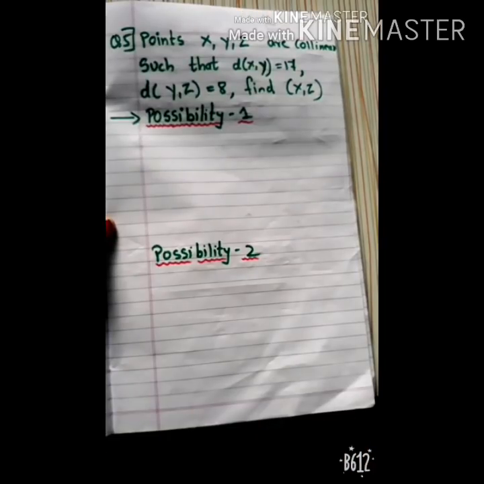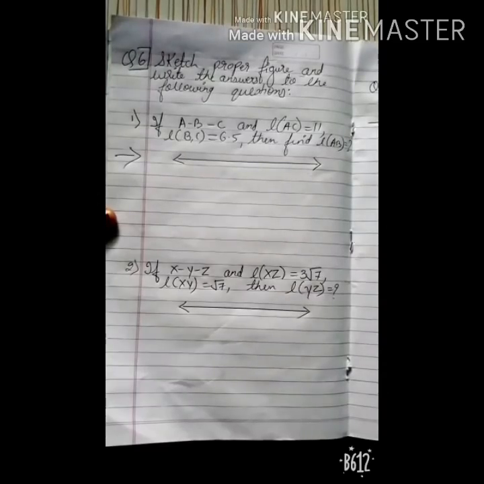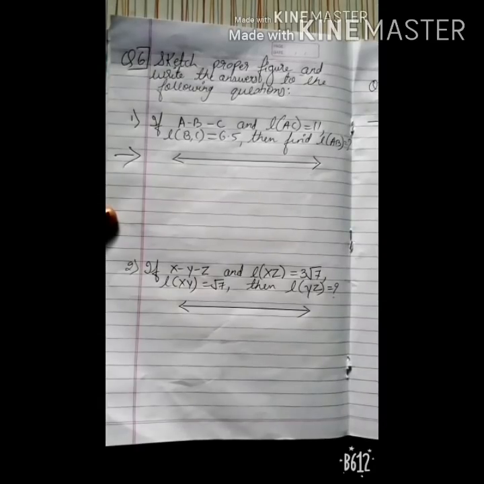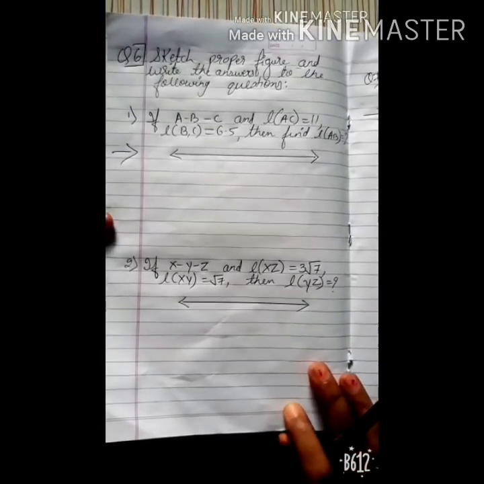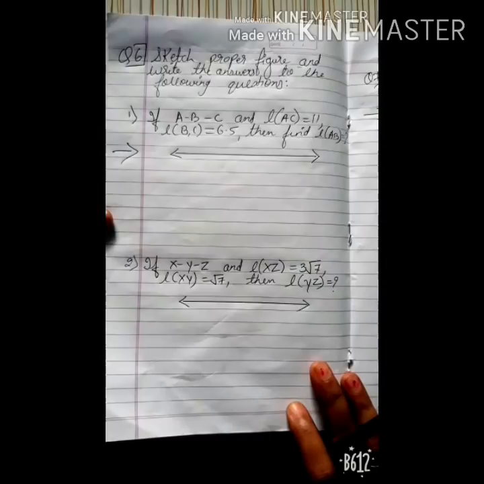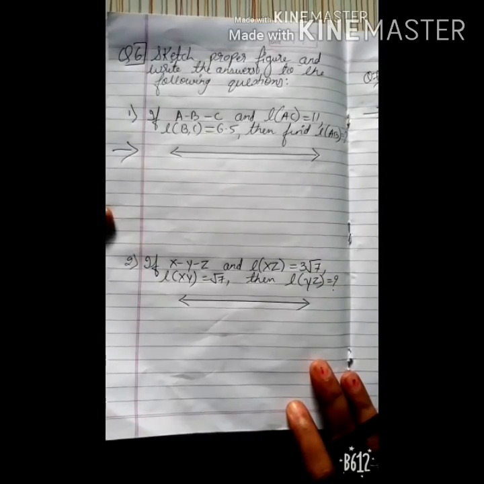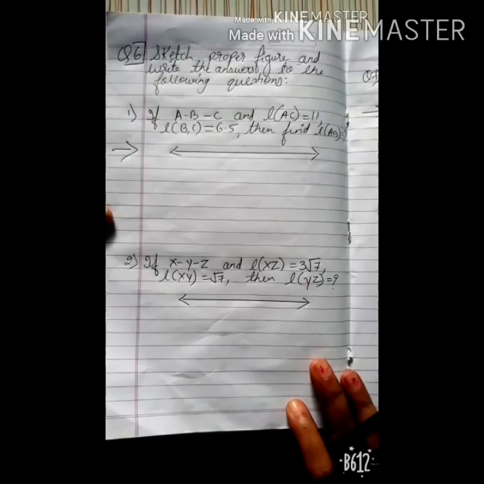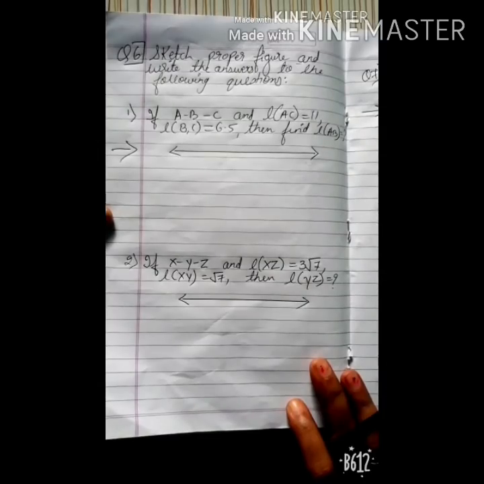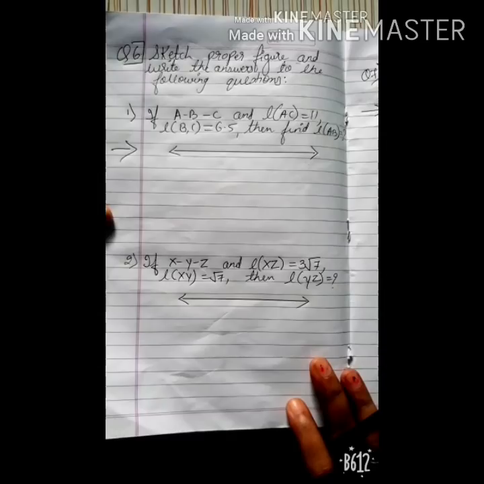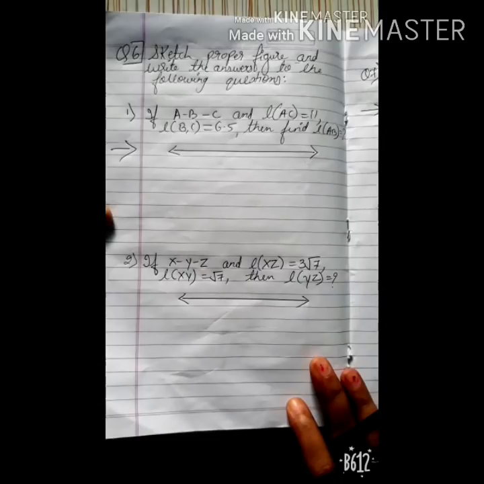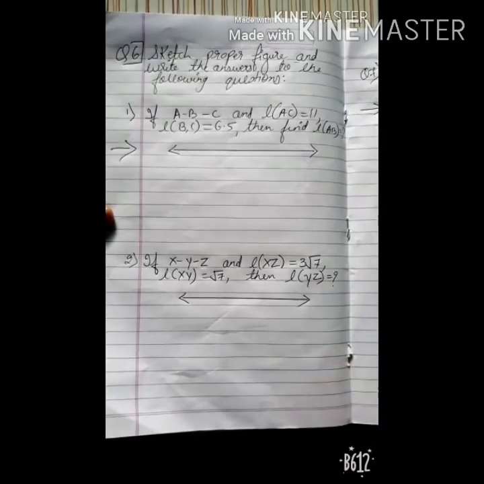Dear student, question number 5 is the same as question number 4. So this question number 5 is homework for you. Question number 6, sketch a proper figure and write the answers to the following questions. We have to draw the sketch for this and solve the sums. First sum, if points A, B, C are collinear and length of AC is given 11, length of BC is given 6.5, then find length of AB.